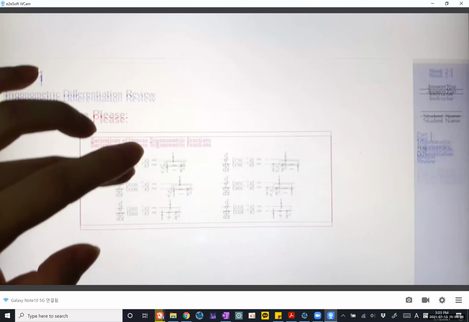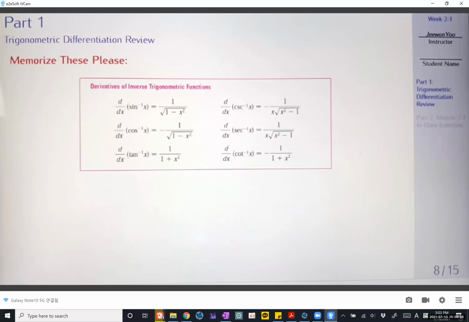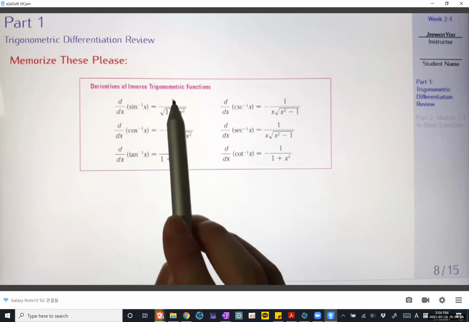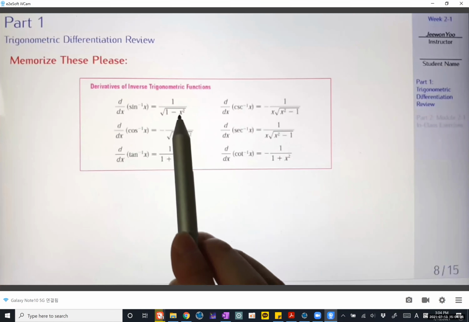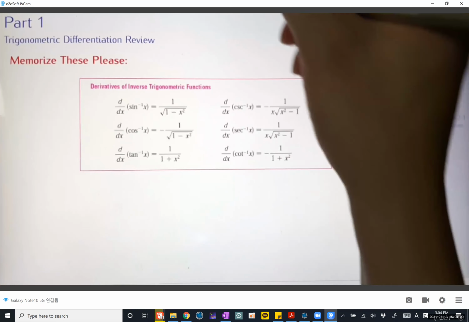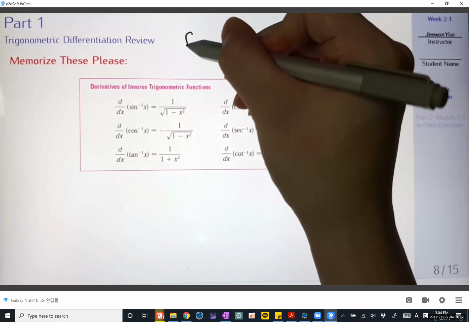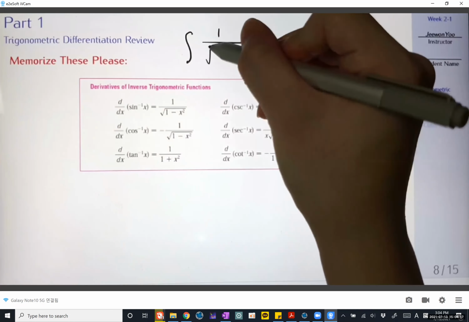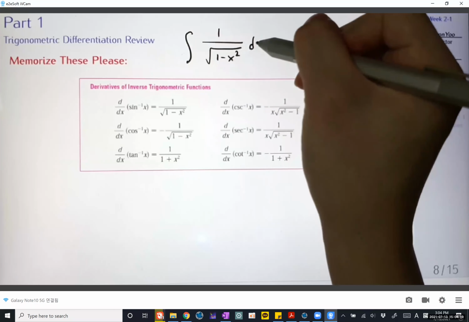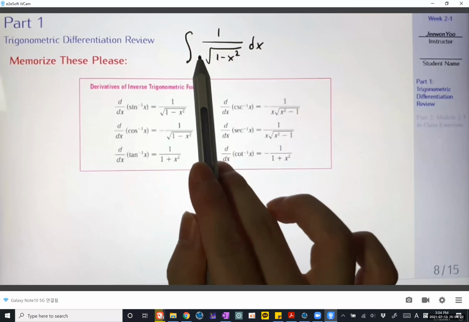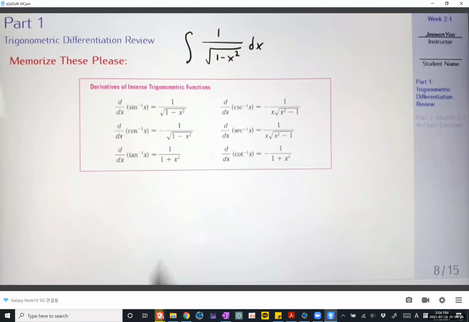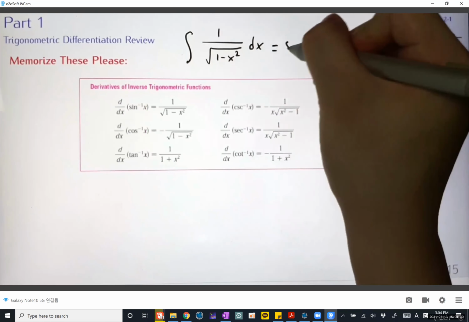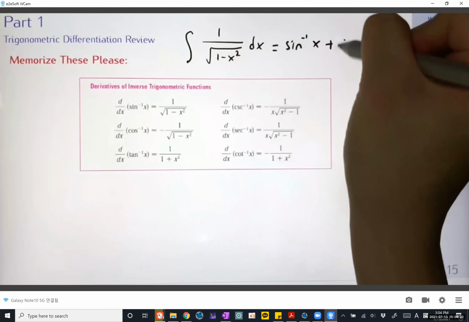Okay, here you go. Here's a summary of derivatives of such functions. The derivative of sine inverse is 1 over root 1 minus x squared. So for the future, if you ever encounter a problem, the integral of 1 over root 1 minus x squared dx, whenever you see this kind of problem, please don't be afraid. It's basically sine inverse x plus c. Does that make sense, everyone?